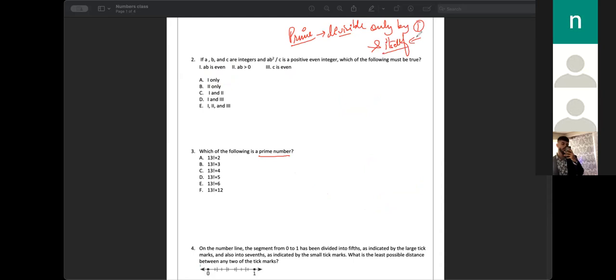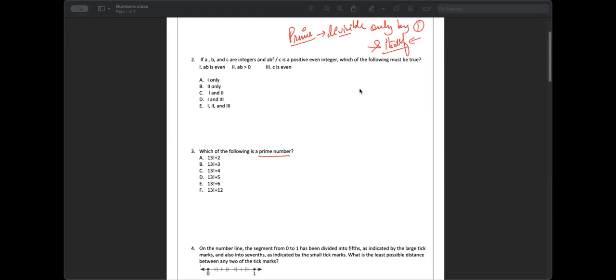That's what we call a prime number. For all practical purposes, this definition is fine. No problem about that. We just need to remember that one is not prime. All other numbers will have to fall into this definition. Which of the following is a prime number?